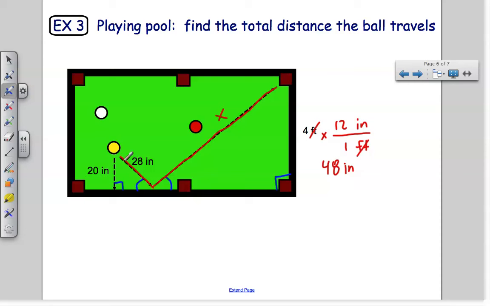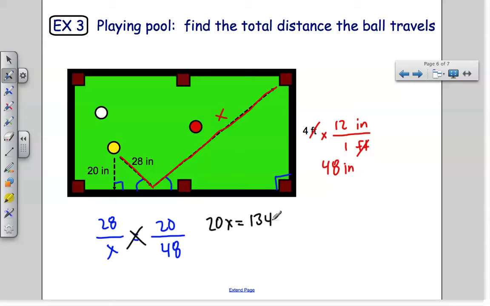So now if I compare this distance, 28, to the other triangle, the corresponding side would be x. It's the hypotenuse in both of those right triangles. 28 would compare to x the same way as 20, this vertical distance, would compare to this vertical distance of 48. Notice 28 and 20 came from the same triangle, both on top. X and 48 came from the same triangle, both on bottom. Let's cross multiply here. 20x equals 28 times 48 is 1,344. And divide by 20. And x equals 67.2. And since everything was in inches, so is this.